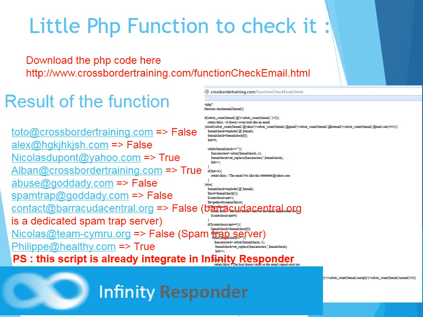Abuse at GoDaddy, it's a true email, but it's a dangerous email, so it will say no, don't contact. Spam trap at GoDaddy, it will say no, do not contact, dangerous. Contact at barracuda-central.org, it looks okay, but actually behind it's a spam trap. It will automatically say, this one is a spam trap, do not contact. So it will say no. Nicolas at simrules.org, it will say do not contact, behind it's a spam trap. And Philip at healthy.com, yes, it's a real one, no problem, so you can contact him.